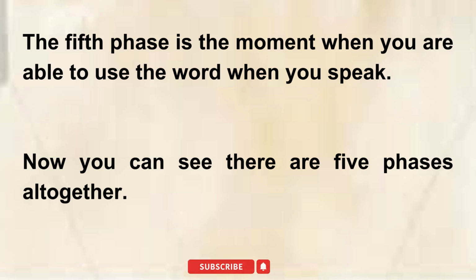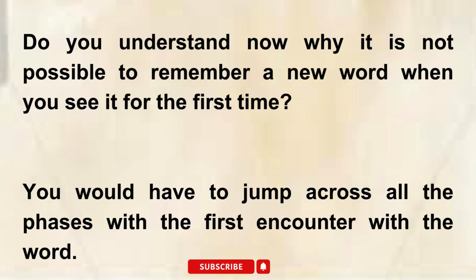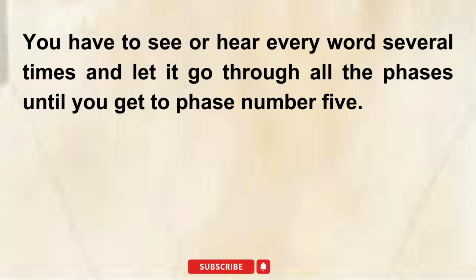The fifth phase is the moment when you are able to use the word when you speak. Now you can see there are 5 phases altogether. Do you understand now why it is not possible to remember a new word when you see it for the first time? You would have to jump across all the phases with the first encounter with the word. You have to see or hear every word several times and let it go through all the phases until you get to phase number 5.